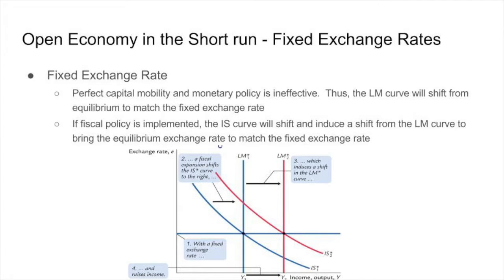However, in the case of a fixed exchange rate, there is perfect capital mobility and monetary policy is ineffective. Thus, the LM curve will shift from equilibrium to match the fixed exchange rate. If fiscal policy is implemented, the IS curve will shift and induce a shift in the LM curve to bring the equilibrium exchange rate to match the fixed exchange rate, as shown below.